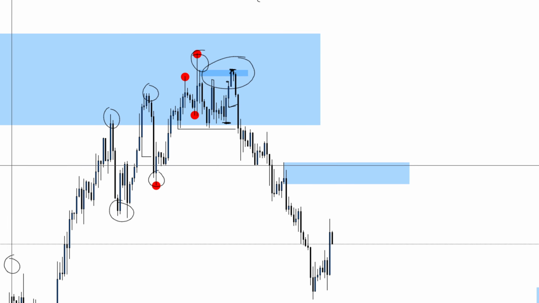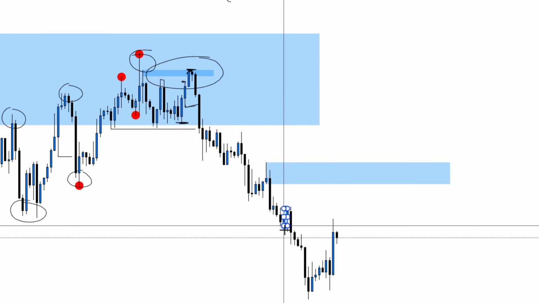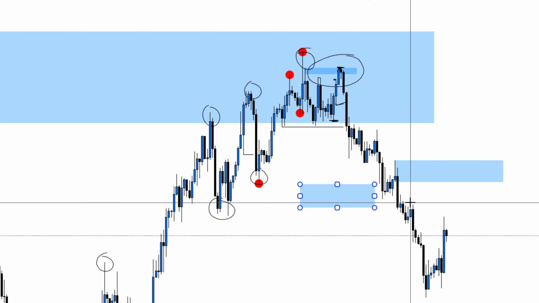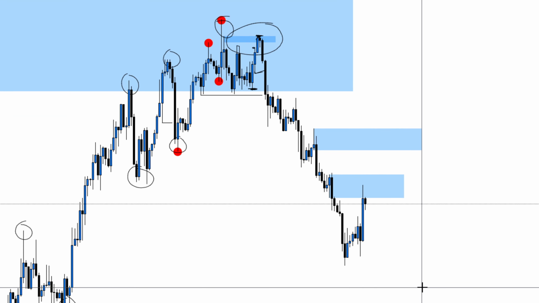So essentially, you just want to be patient now. There's also a second supply zone right over here. And at these areas, this area and this area, these are the extremely crucial points of interest where you want to be monitoring that we don't monitor enough.